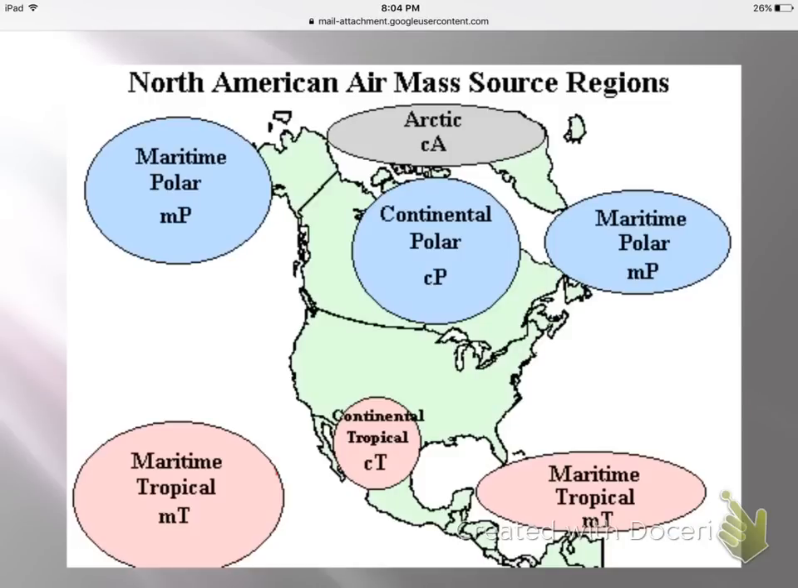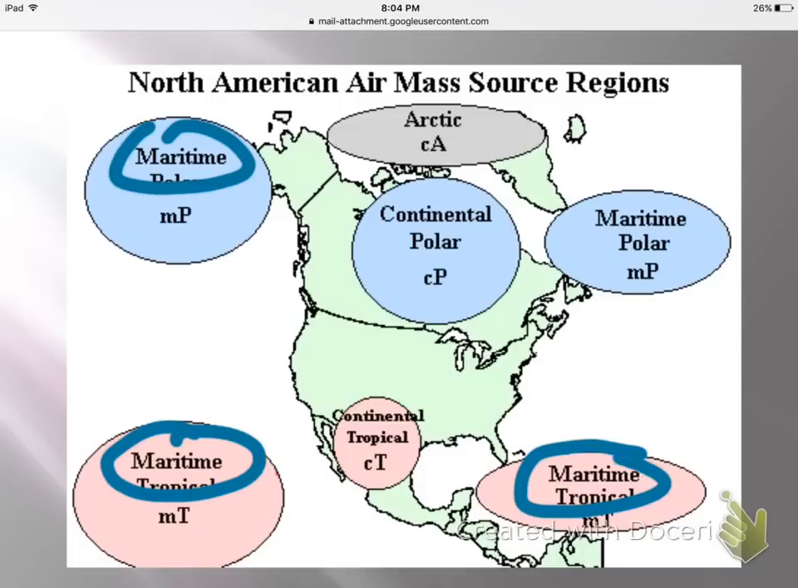And this picture shows you a general idea of where the different air masses are coming from. All your tropical air masses are coming from your warm areas. All of your polar air masses are up near the poles, where it's cooler. All your maritime air masses, like these ones, are forming in the ocean. So they're coming from a body of water.